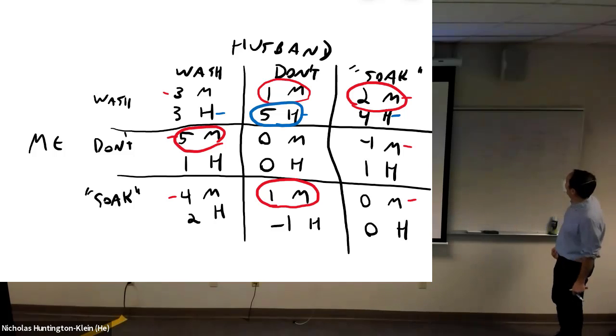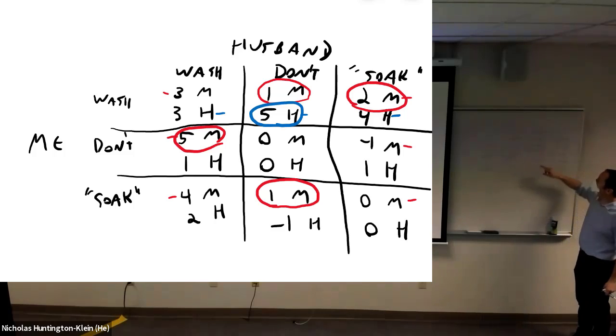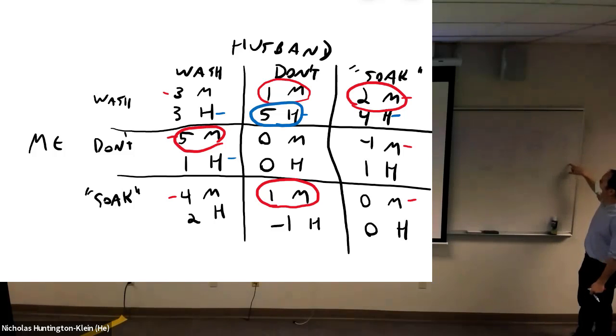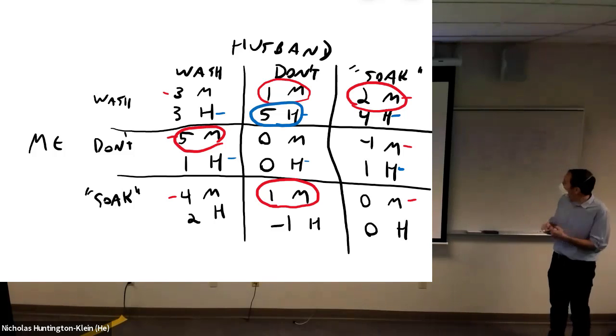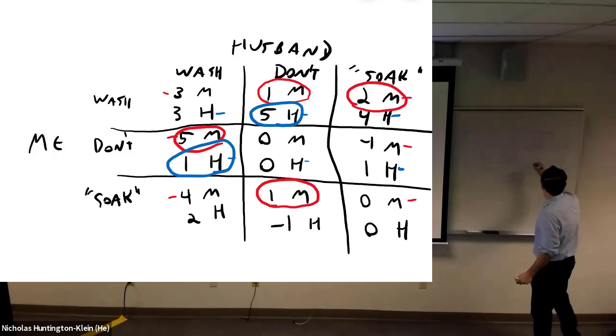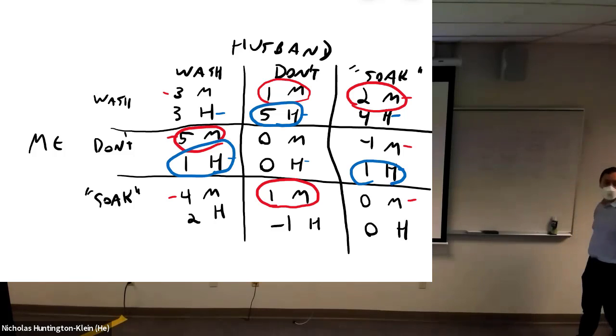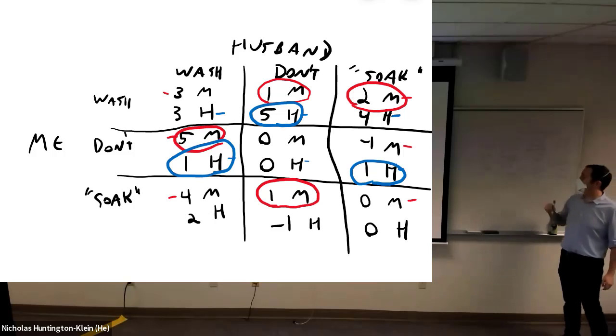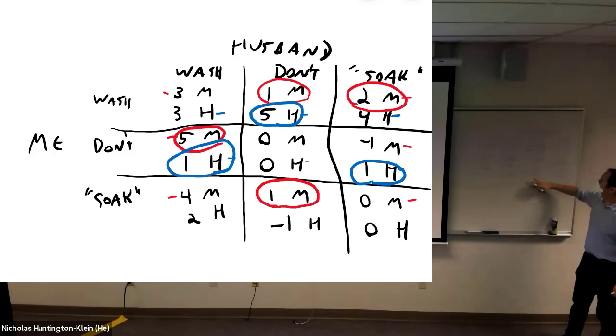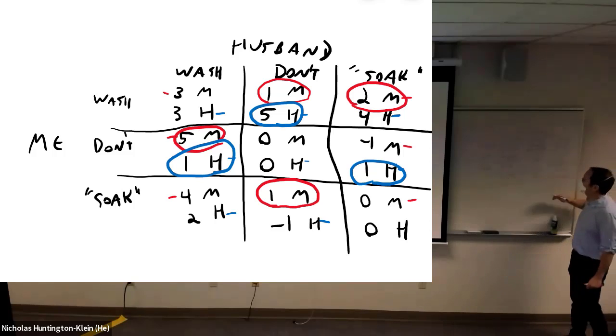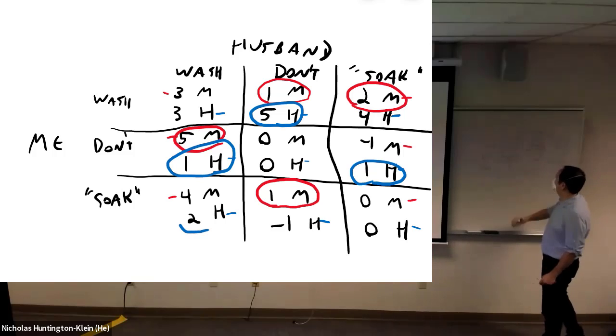If I don't wash the dishes, he can either wash them and get 1, not wash them and get 0, or soak them and get 1. 1 and 1 are equally good options, so he can either wash them or soak them. Either would be a best response. If he thinks that I'm going to soak them, he can either wash them and get 2, not wash them and get -1, or soak them and get 0. So washing them is the best of these.